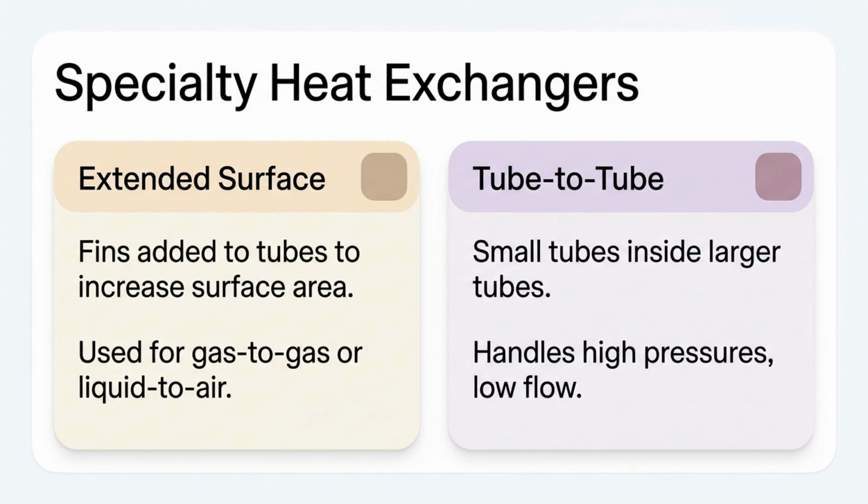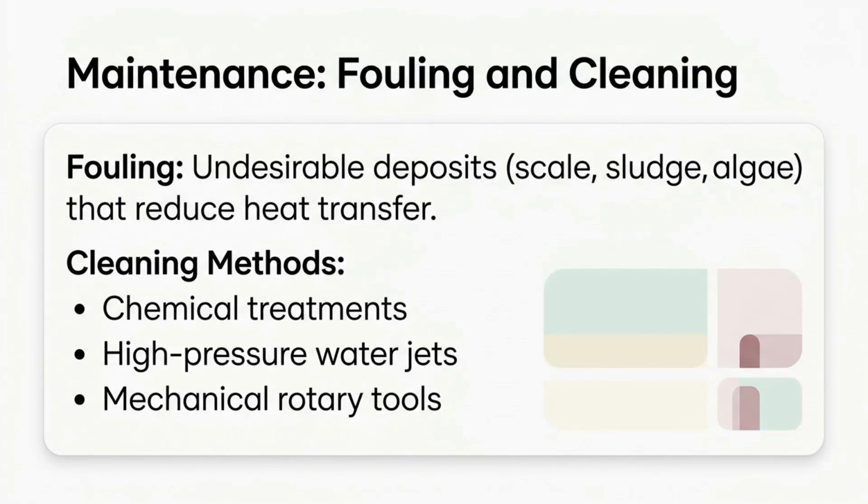Over time, all heat exchangers get dirty. We call this fouling. Buildups of scale, sludge, or algae act as insulation, ruining efficiency. To fix this, operators use chemical washes, high-pressure water jets, or mechanical rotary brushes to scrub the tubes clean.